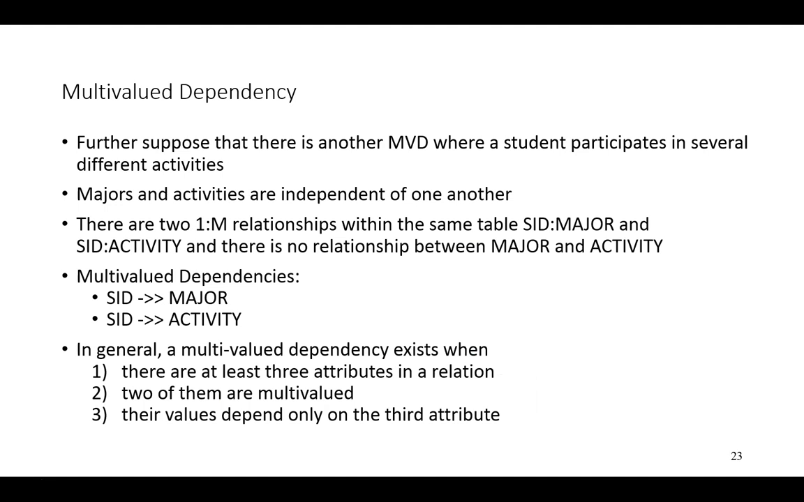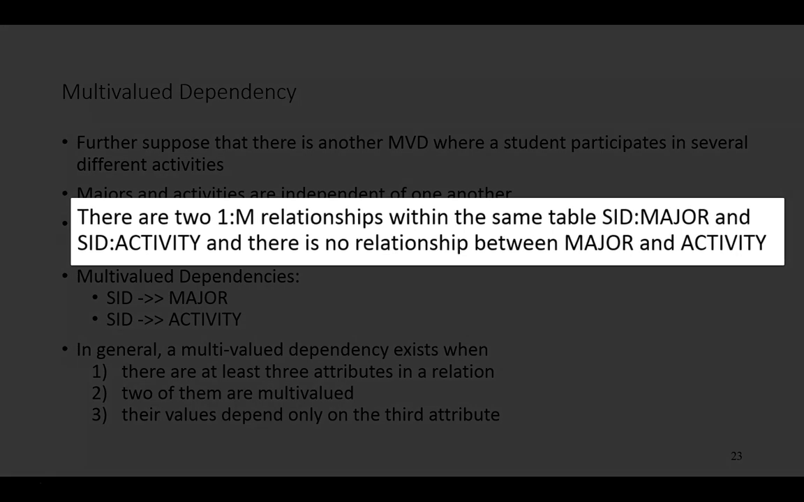Let's go a step further and suppose that there is another multivalued dependency where student participates in several different activities. Additionally, majors and activities are completely independent of one another. What we have would be two one-to-many relationships captured within the same table.